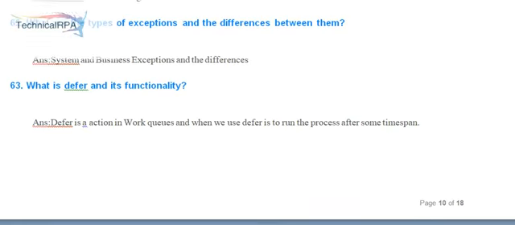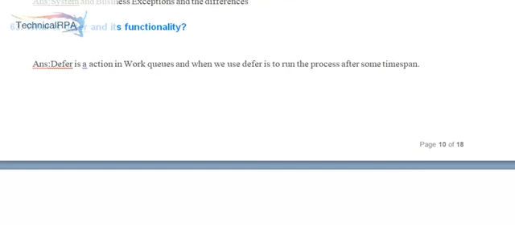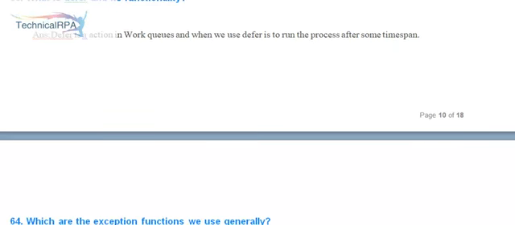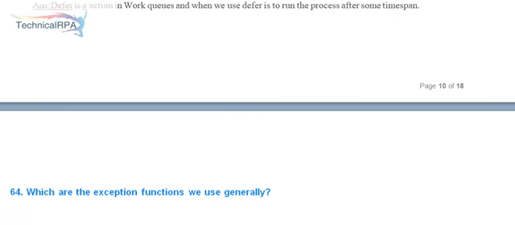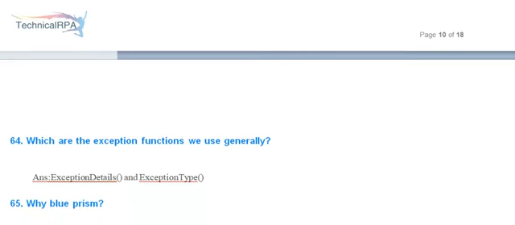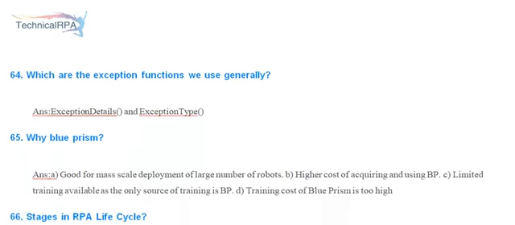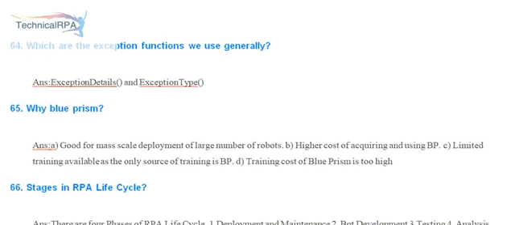Exception, completed, pending, locked. 61. What is recovery mode? Recover and resume together are called recovery mode. 62. What are the types of exceptions and the differences between them? System and business exceptions and the differences.